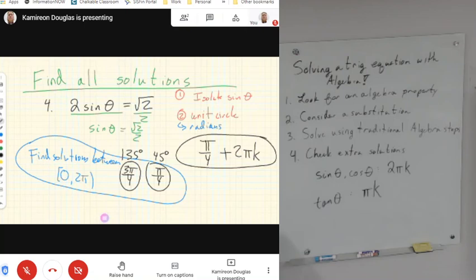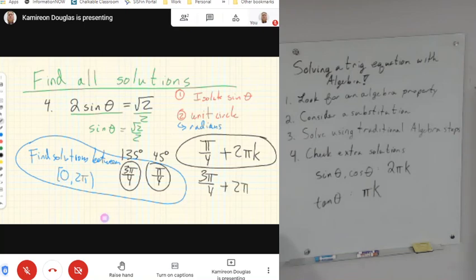So pi over 4 is an answer. But pi over 4 plus 2 pi is an answer. Pi over 4 plus 4 pi is an answer. Pi over 4 plus 6 pi, pi over 4 plus 8 pi, and so on. It will repeat, and because k is unbounded, it also works in the negatives. If I subtract 2 pi, I will get another answer. If I subtract 4 pi, I will get another answer. But 3 pi over 4 does the same thing. And those are your 2 answers.